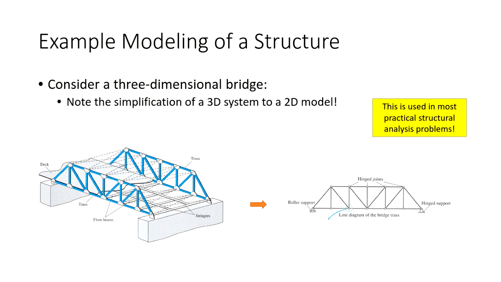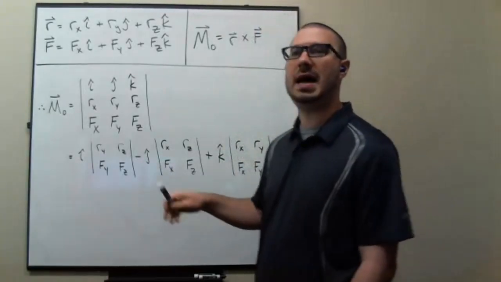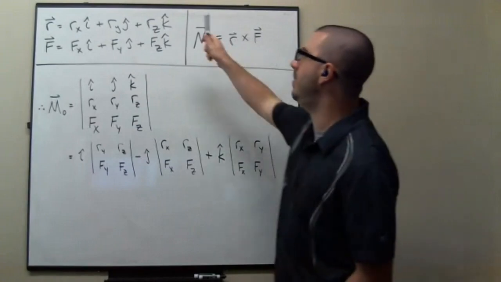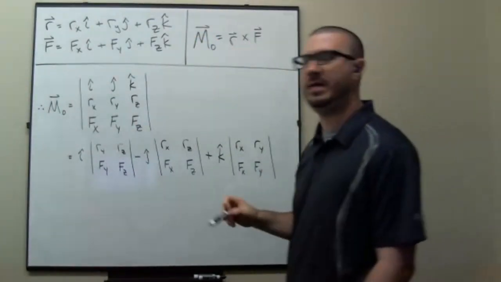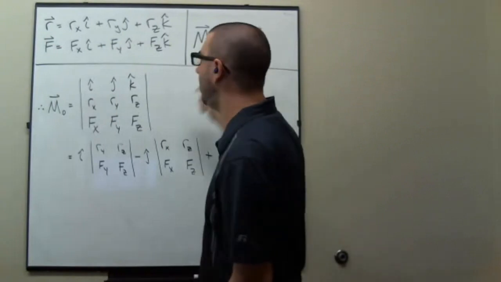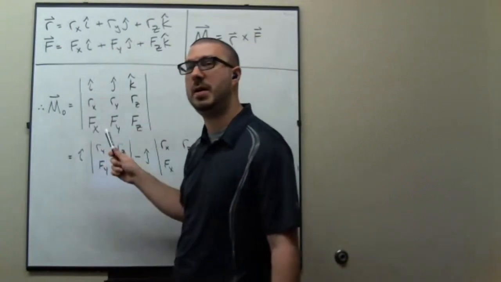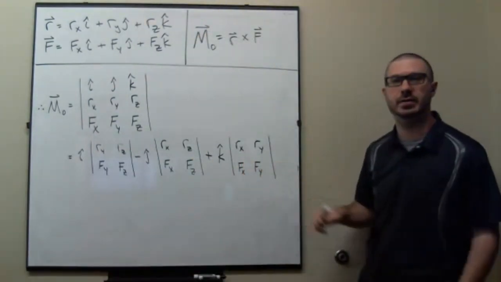And so I think the easiest way to follow that is to look at what I have here on the board. So I have here just some terms that we should be familiar with by now. I've got my position vector and my force vector. And then the moment is r cross f. And so I can evaluate that cross product using this 3x3 determinant. And remember, I can take that 3x3 determinant and split it up using cofactor expansion into what I have here.